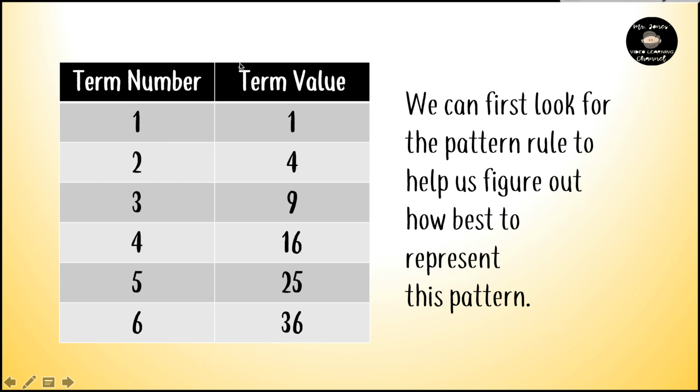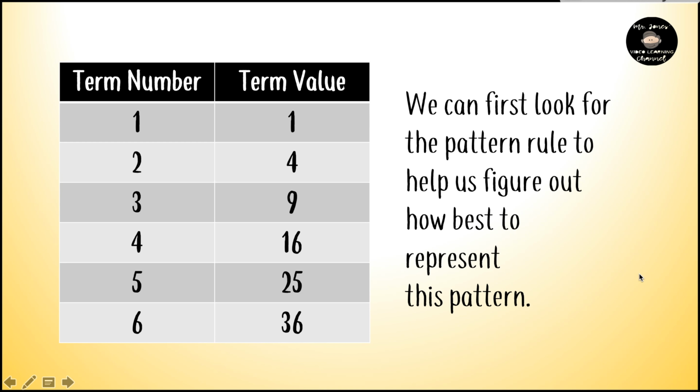So here's an example of a table, as I was talking about earlier. Now, putting numbers in a table is quite easy. On the left side, you always just have the term number. So whatever the numbers are in your pattern, they just get numbered 1 until the very last term. And then on the right side, the term value side, you would put the numbers that make up the pattern. So in this case, our pattern is 1, 4, 9, 16, 25, and 36.